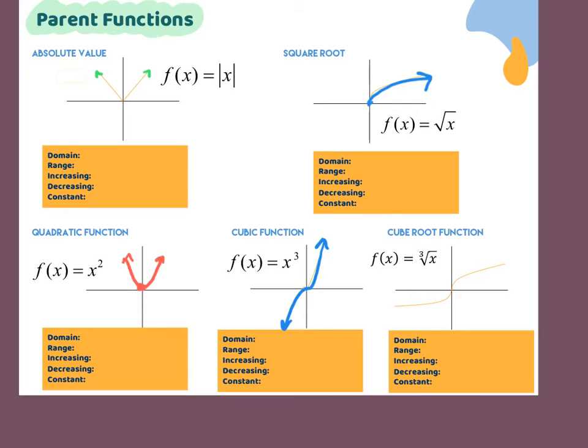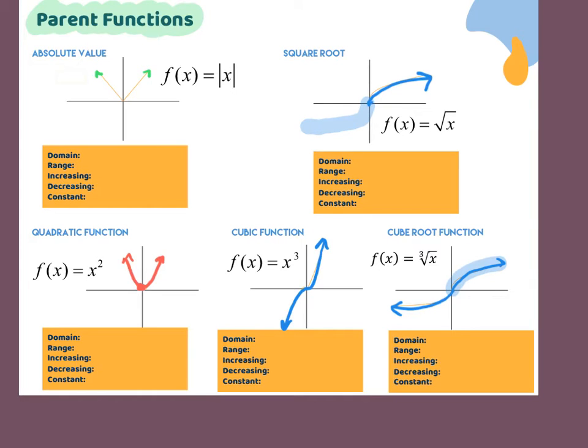And then the cube root function is just like the square root function if I also take the other side and flip it down. So it goes up to the right here, and there should be an arrow there, and then it goes down and left like that.